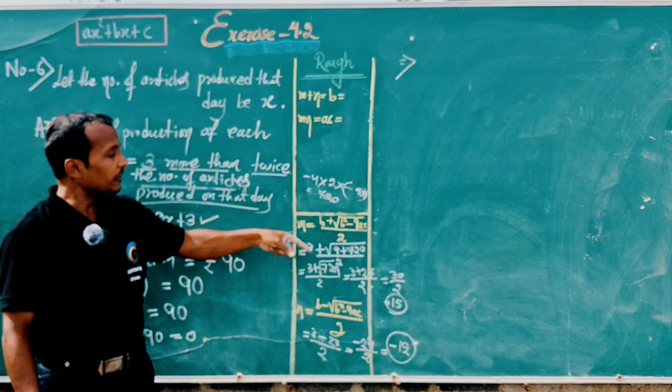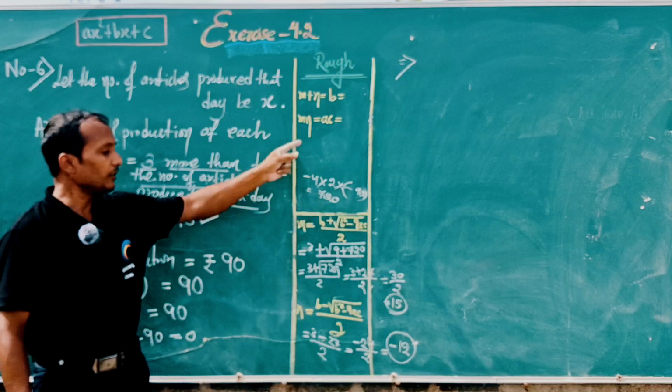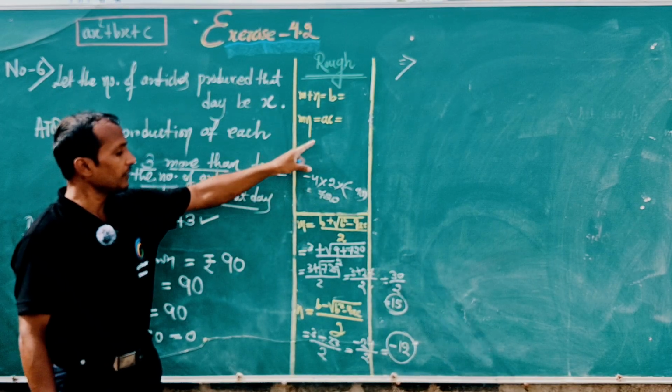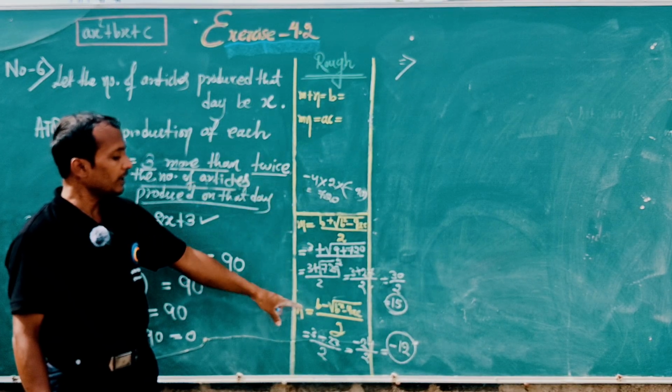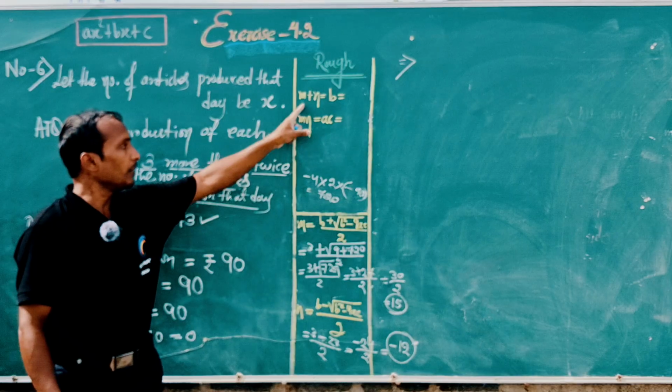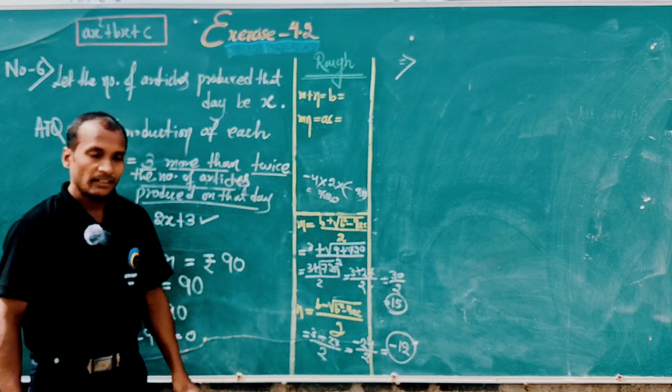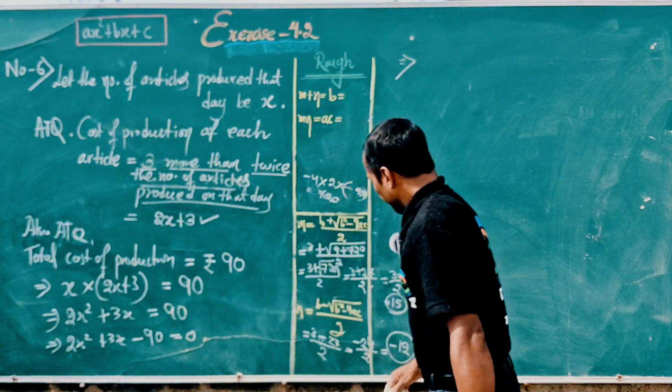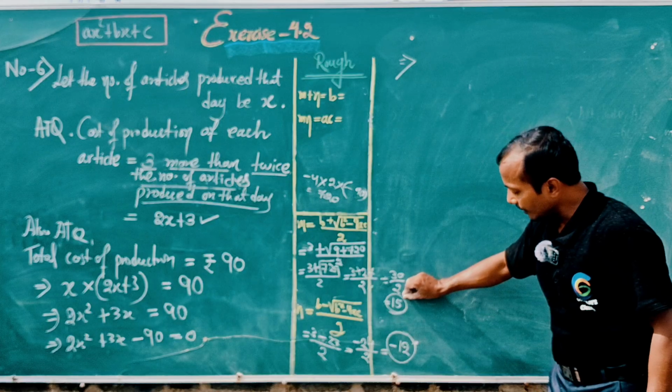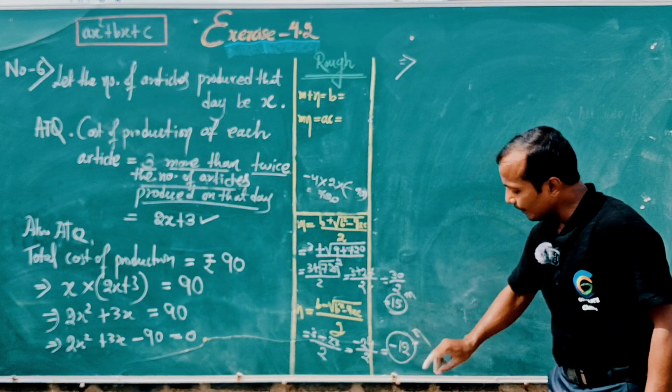If you face difficulty in this or that, you can exchange your process. If you face difficulty in this, try to apply this. If you face difficulty in this, apply this. Consider these two facts and find m and n. Okay. Now, our m is 15 and n is minus 12.